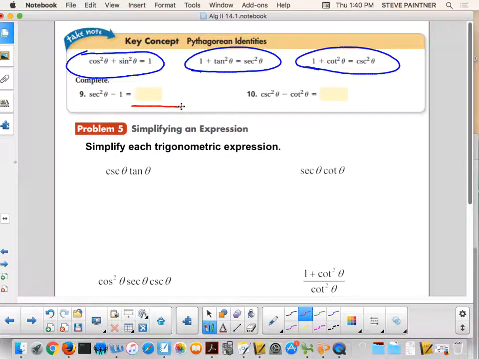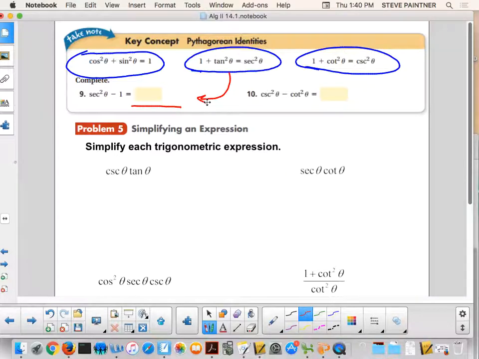Look at your Pythagoreans up top. There's 3 of them. Doesn't this one with secant look like this one? What does it equal? Tangent squared. How'd you get that? I just looked. You just look. But how'd you do it?